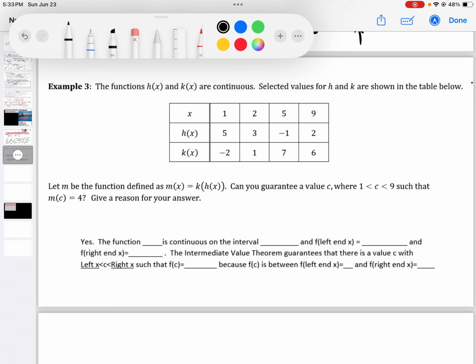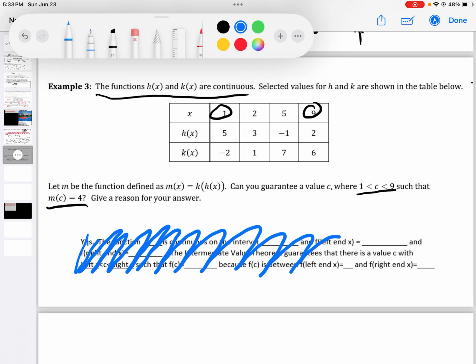All right, example 3. Last one. The functions h of x and k of x are continuous. Selected values are given. Let m be the function defined so that m of x is equal to k of h of x. Can you guarantee there's a value c in between the x's such that m of c equals 4?